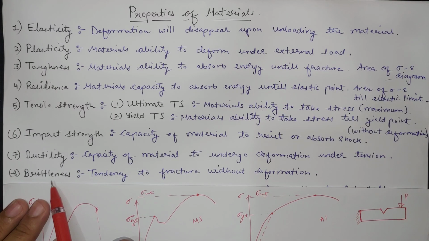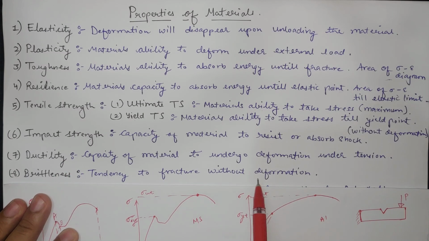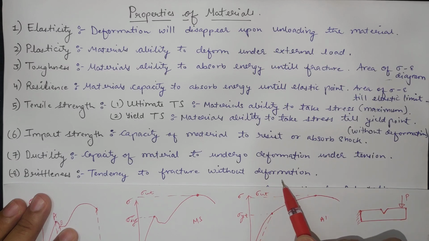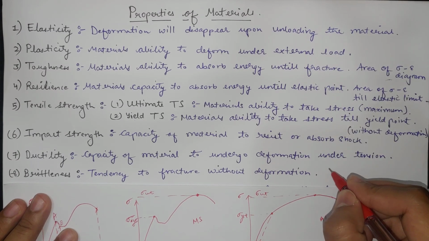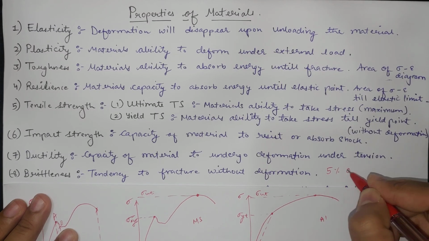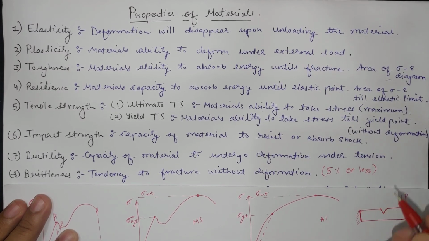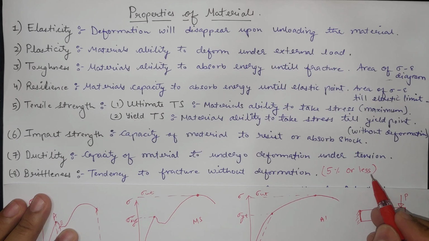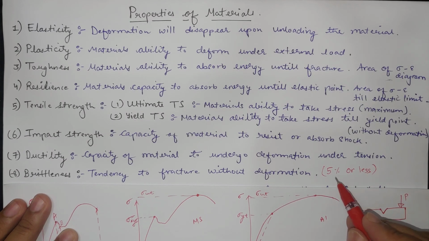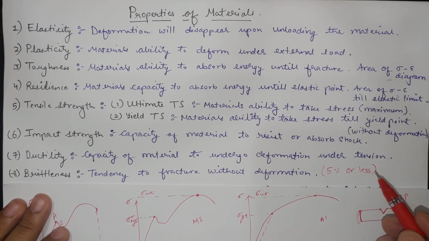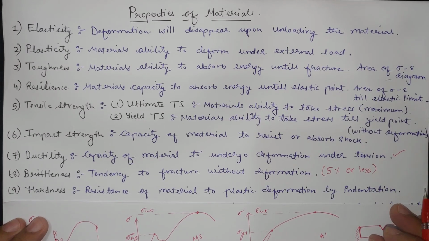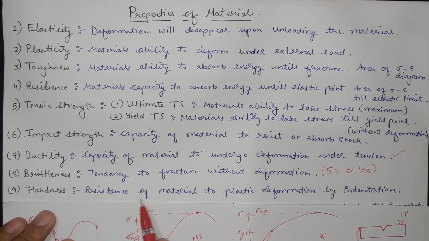Other property is brittleness, which is exactly opposite of ductility. So it's the tendency to fracture without deformation. So without deformation means there is no ductility in the material. In fact, there is a limit that if there is 5% or less deformation in the material till it fractures, the material is brittle, or if it is higher than 5% strain in the material, then the material is ductile.